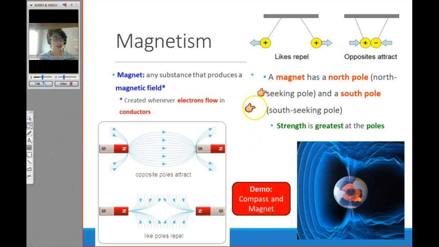Magnets have north poles and south poles, and their strength is greatest at the poles. If you take a look here, where you usually hear the word north and south is actually with the earth. We think of the earth as having a north and south pole. So what I want you guys to take a look at here, I'm going to go ahead and actually show you a magnet. All right, oops, grab that.